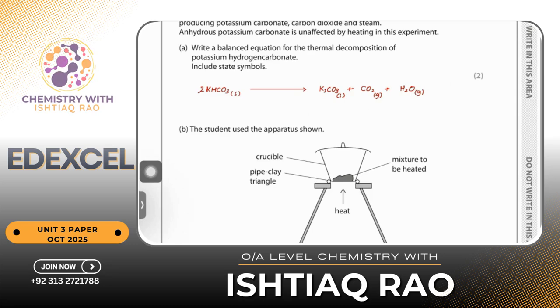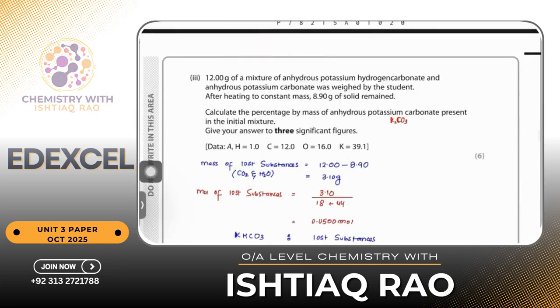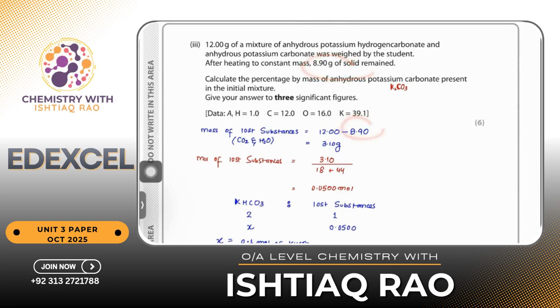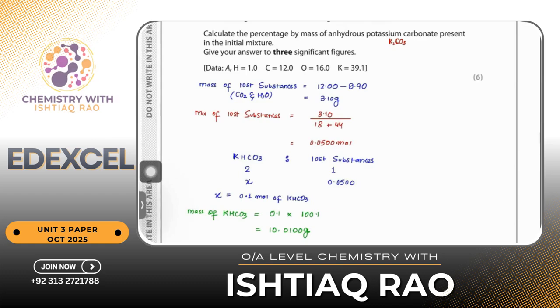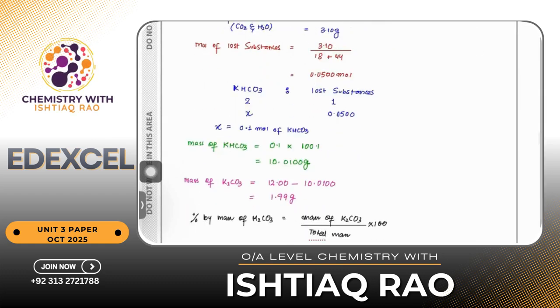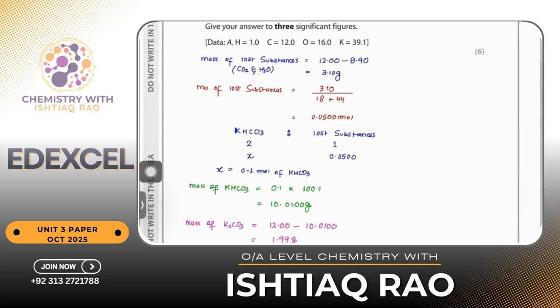And then what I did, the total mass minus the remaining one. So this is the mass of lost substances, that is CO2 and water. Okay. Now, moles of lost substances. Of course, mass over Mr. Mass is 3.1. Mr of water is 18. Mr of carbon dioxide is 44. I'm going to sum it up, and I would be getting the moles of the lost substances.